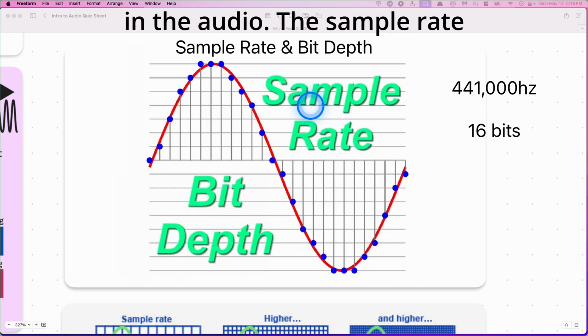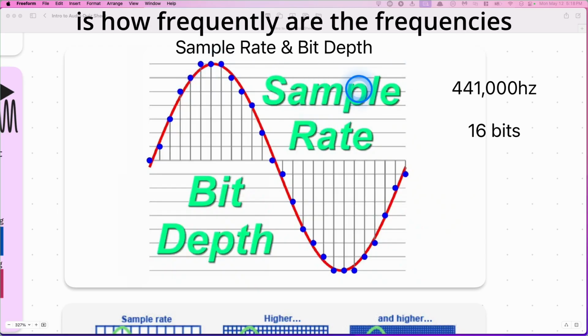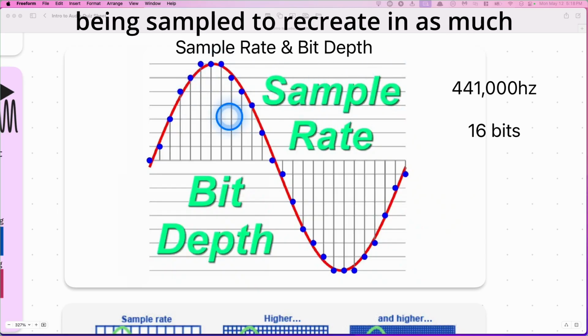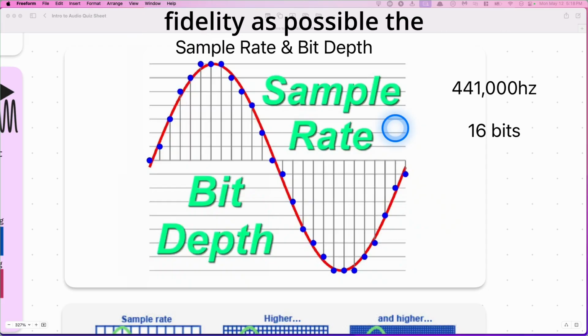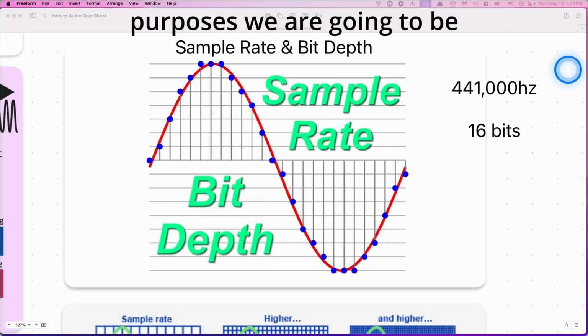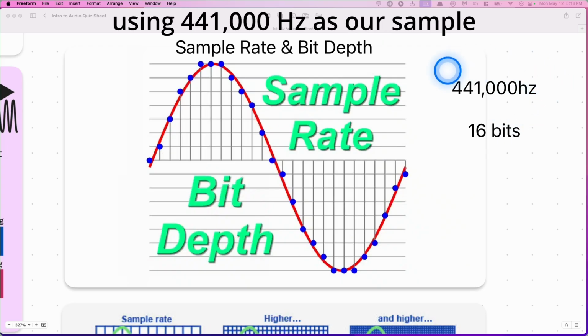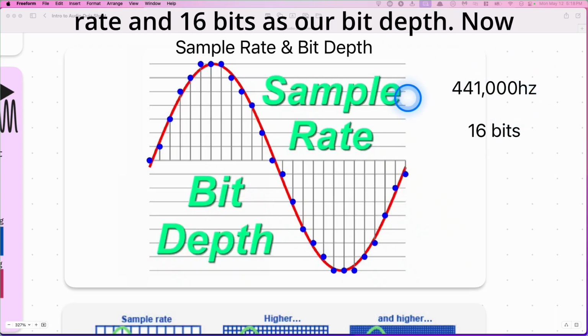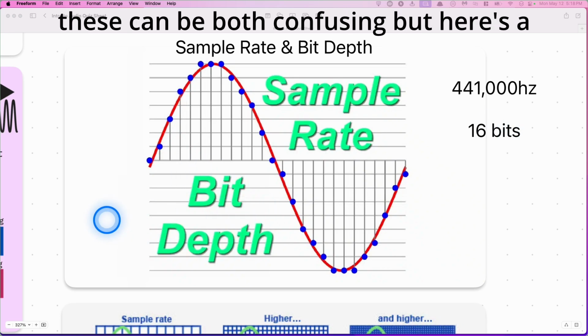The sample rate is how frequently the frequencies are being sampled to recreate, with as much fidelity as possible, the sound of those frequencies. And for our purposes, we are going to be using 44,100 hertz as our sample rate and 16 bits as our bit depth.